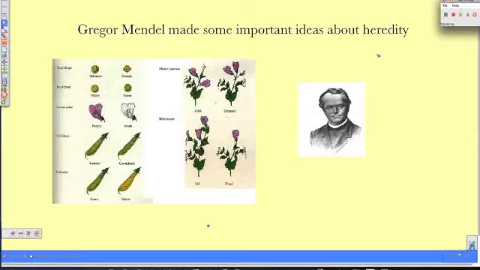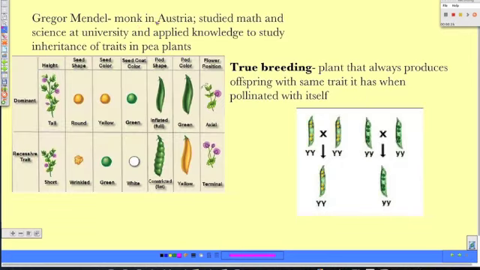Okay, now we're going to work with the idea of heredity. Gregor Mendel did a lot of the work in the mid 1800s and really advanced the idea of genes, although he called them factors, and how they get passed down from one plant to the next. He was a monk that lived in Austria, studied math and science at university, and then applied his knowledge to the study of the inheritance of traits in pea plants.